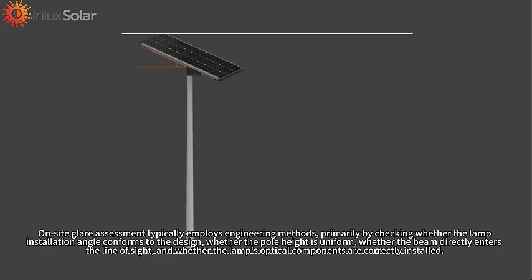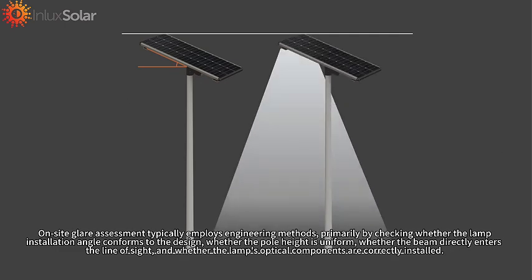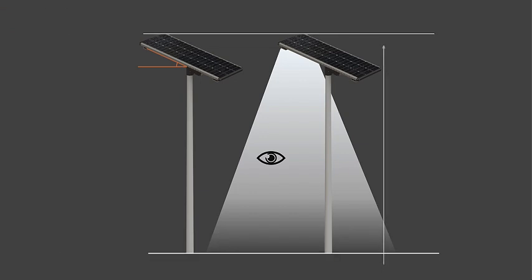On-site glare assessment typically employs engineering methods, primarily by checking whether the lamp installation angle conforms to the design, whether the pole height is uniform, whether the beam directly enters the line of sight, and whether the lamp's optical components are correctly installed.